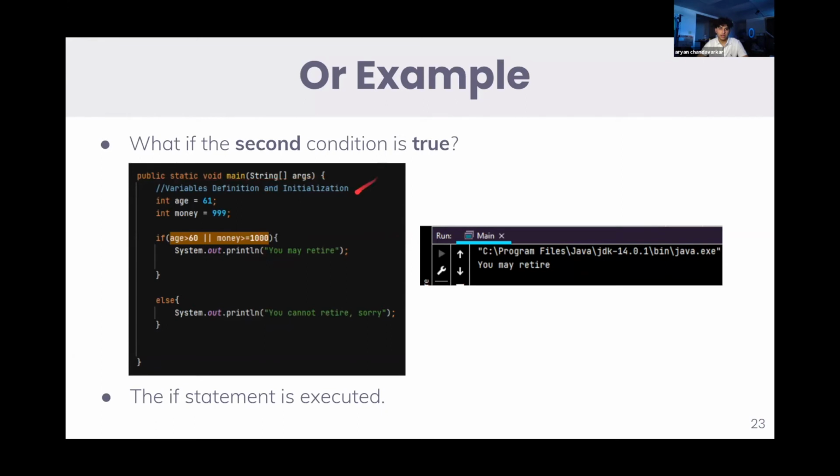And so here again, this should be less than. If our age was less than 60, but our age is 61, and our money is not equal to 1,000, I can still retire because I'm older than 60.